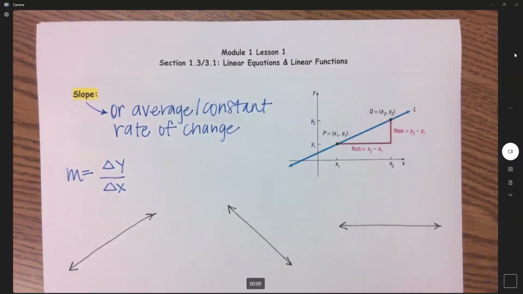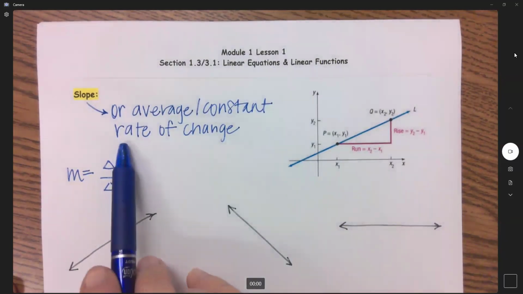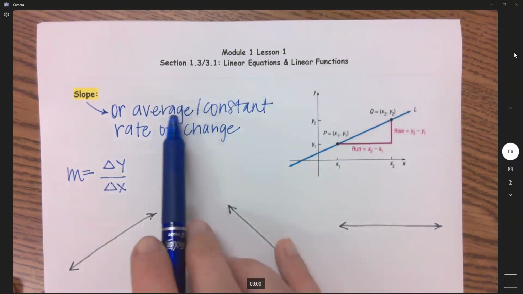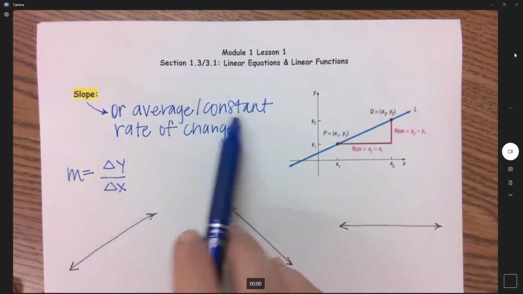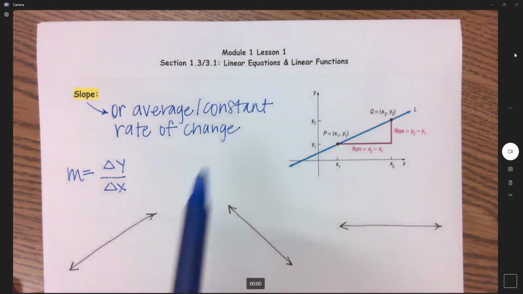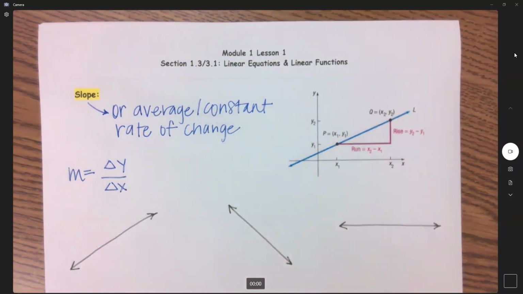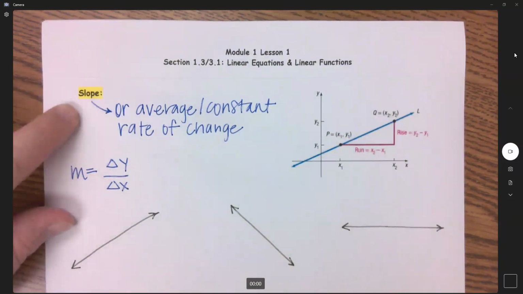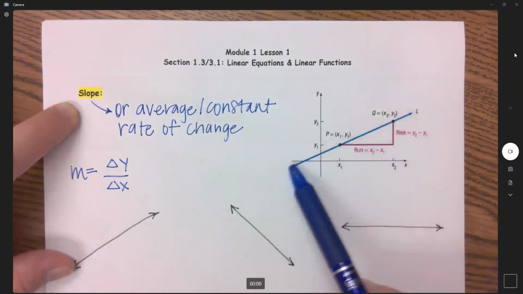We begin this lesson talking about slope, and there are several different names for slope. You will see slope referred to as simply rate of change, but in your homework, you will see average rate of change or a constant rate of change. So they ask for the rate of change, the average rate of change, or the constant rate of change. That all means slope.